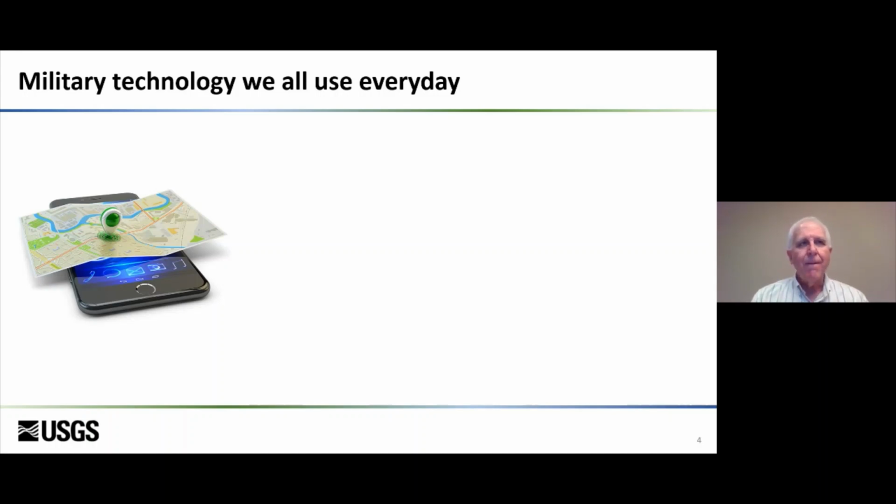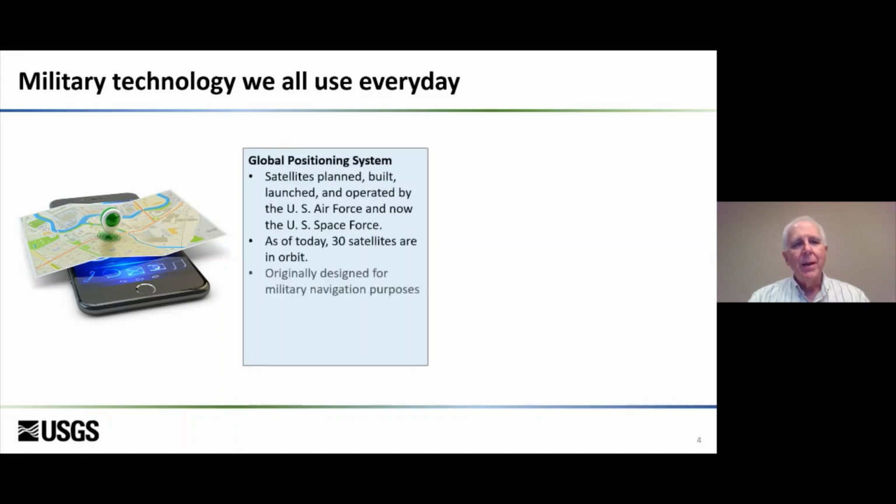And that is that our phones, our devices that we carry around with us, we know have the ability to tell us where we are or to help give us directions if we're going from one location to the next. Well, that location information is coming from the Global Positioning System, or also called GPS. Now, the Global Positioning System is a series of satellites that have been planned, built, launched, and operated first by the United States Air Force and now by the United States Space Force. So currently, as of today, there are 30 GPS satellites in Earth orbit.